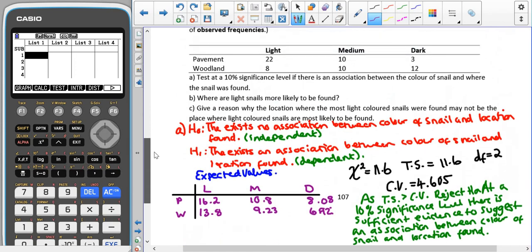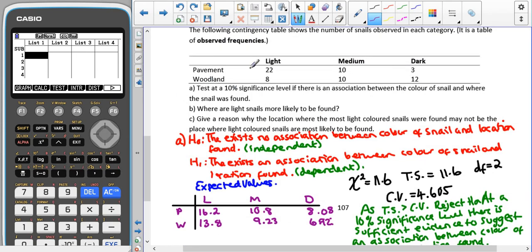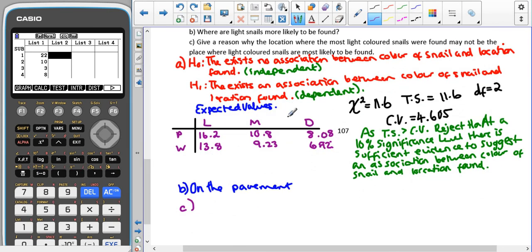What we have to do is type in our observed values into list 1. I'm going to do this going across. Whichever way you decide to do this, you need to also then type your expected values into list 2 in the same way. So into list 1 we're going to have 22, 10, 3, that's working across, then 8, 10, 12. Then in list 2, so they were my observed values from this table here. Then in list 2, I'm going to type my expected values in, and I need to do that in the same order I just did.